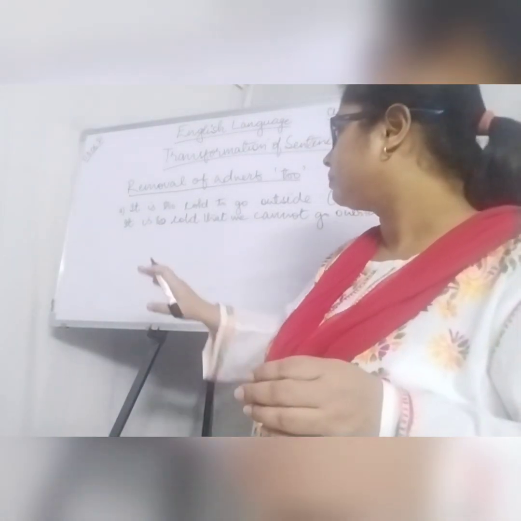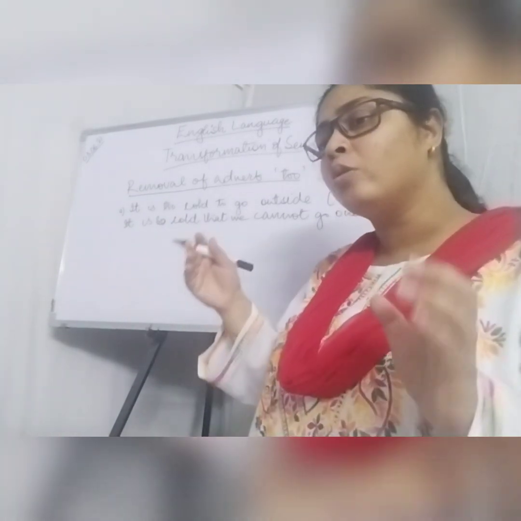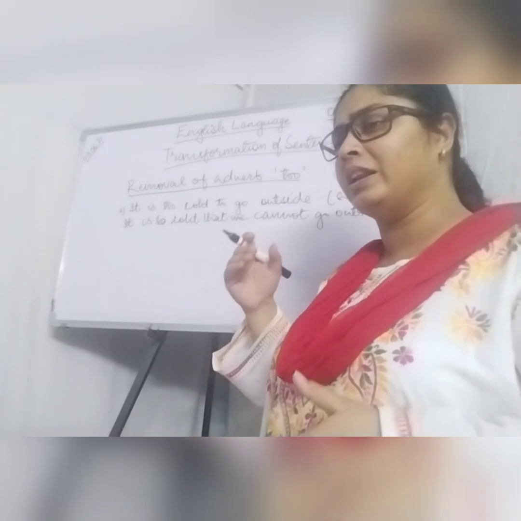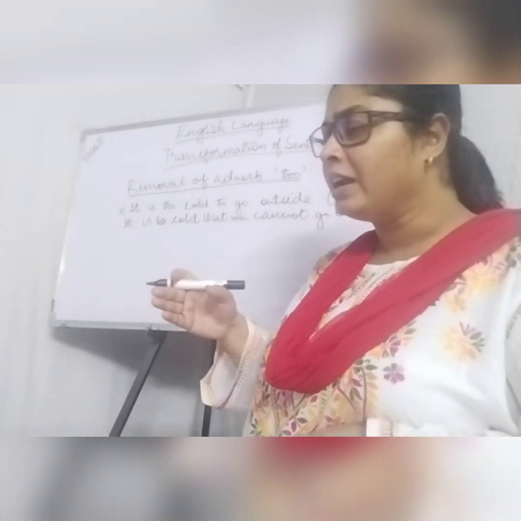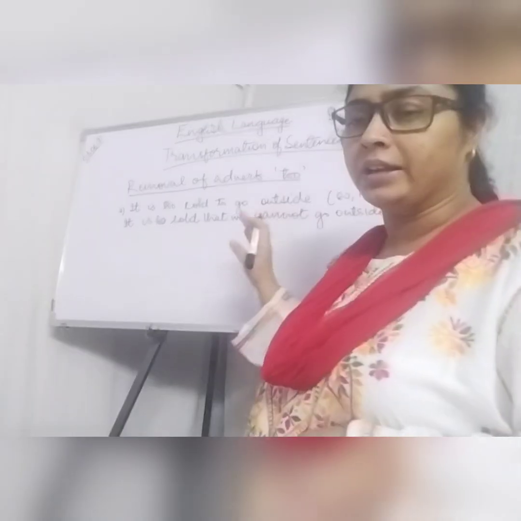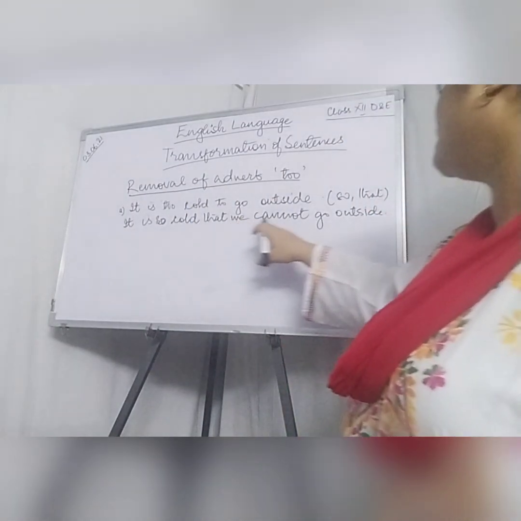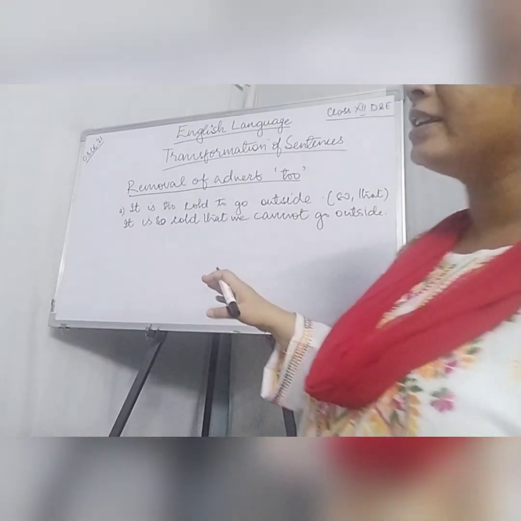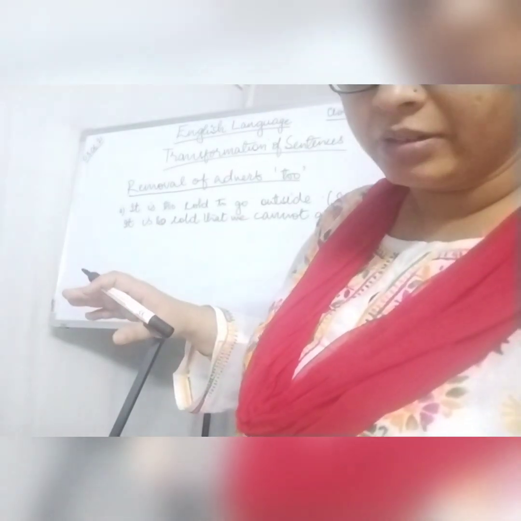So, when we are writing, we will write it is so cold. It is cold. The degree of cold is very much, that we cannot go outside. Clear? Whenever we are removing adverb too, we use so and that in our sentence to complete the sentence, and it gives the complete meaning to the sentence. Let us take another example.